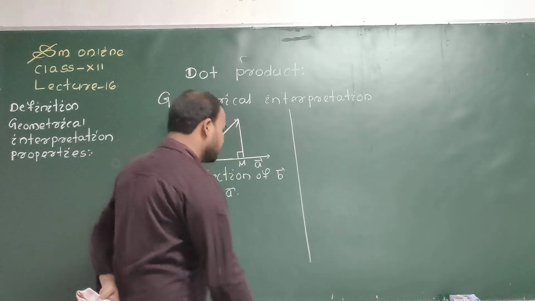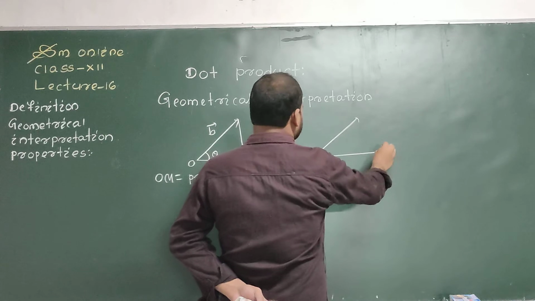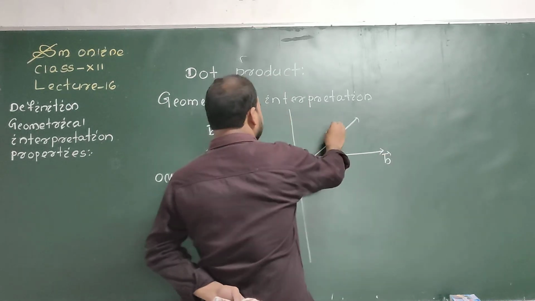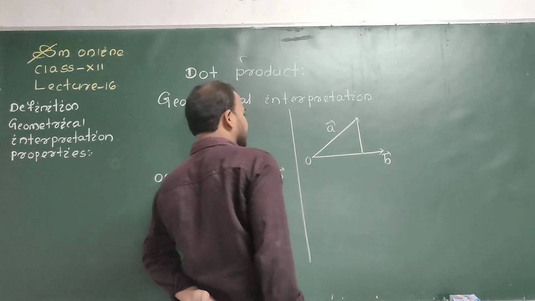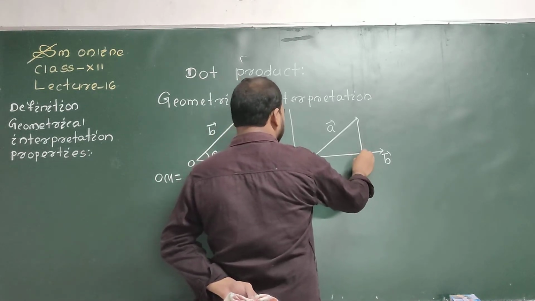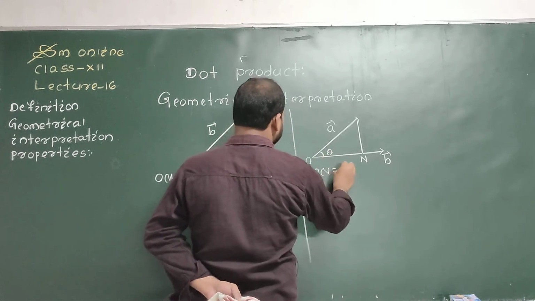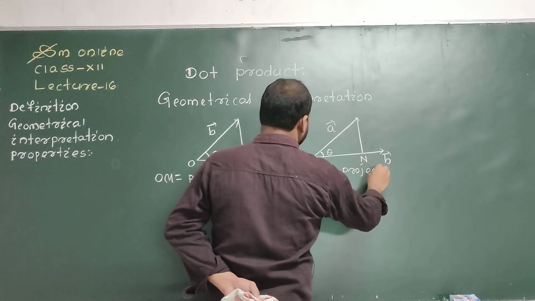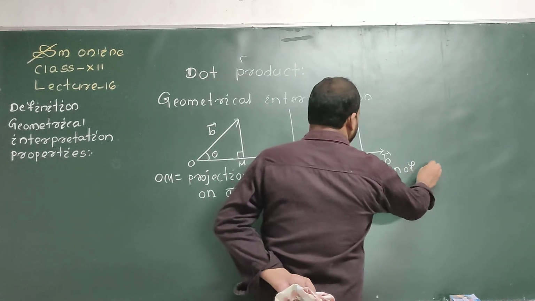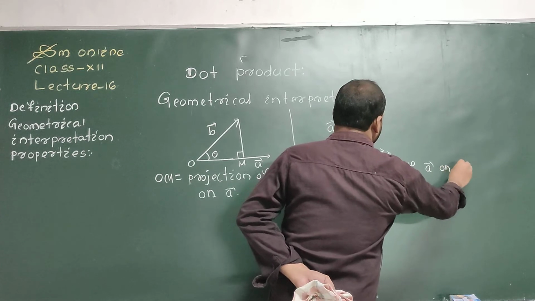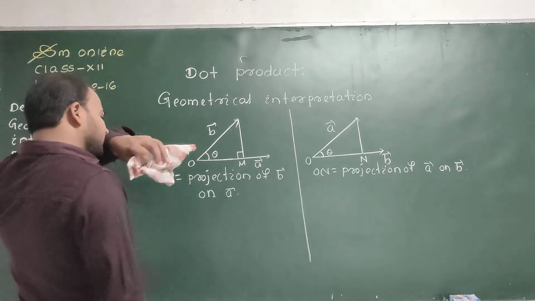Now come to the point. This is vector B and this is vector A and this is O, and if we draw a projection from vector A on vector B and let it meet at the point N, then ON is called the projection of vector A on vector B.